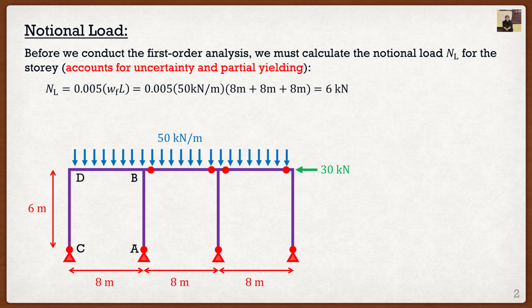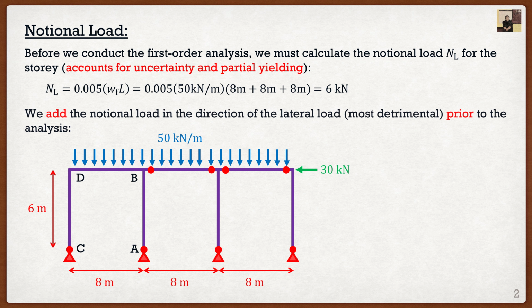Now what we have to do with that 6 kilonewtons is we have to add that to our applied lateral load in the direction that is most detrimental. Since that 30 kilonewtons is acting left, we would add the 6 kilonewtons in the leftward direction. So again, the 6 kilonewtons that we just added, this is our notional load.